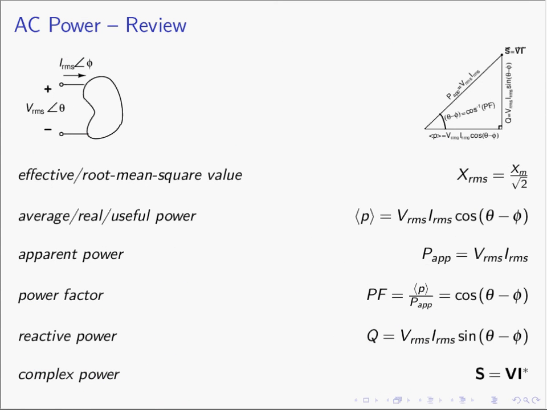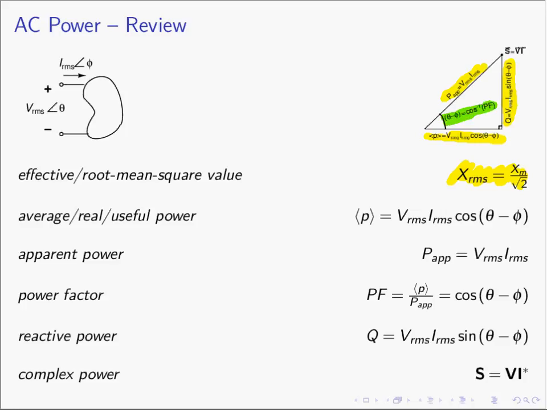Okay, summarizing. Given a magnitude value, we can find what the RMS value is by dividing by the square root of 2. The real useful power is V RMS, I RMS, cosine theta minus phi, and the power triangle solves everything. It goes down here. The apparent power is VI. The reactive power is VI sine theta minus phi. Of course, the theta minus phi is the arc cosine of the power factor.